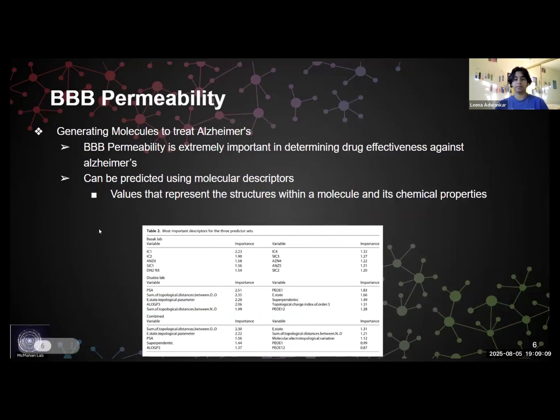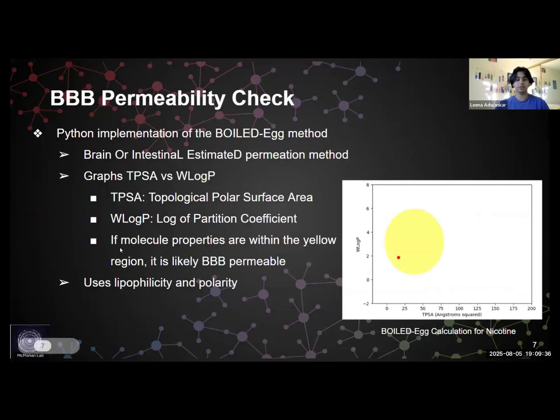To make sure that our molecule is BBB permeable, we use molecular descriptors. Essentially, these are values that represent the structures within a molecule and its chemical properties. If the molecule wants to pass through the blood-brain barrier, it must have certain properties, and using molecular descriptors, we can see whether or not it has them. Specifically, the method we use is called the BOILED-Egg method. Essentially, this is a graph-based method where, in the image on the screen, there is a yellow circle, and inside that is a red dot.